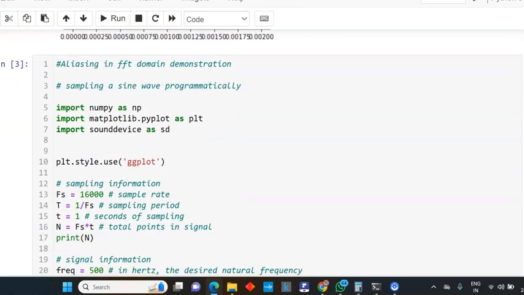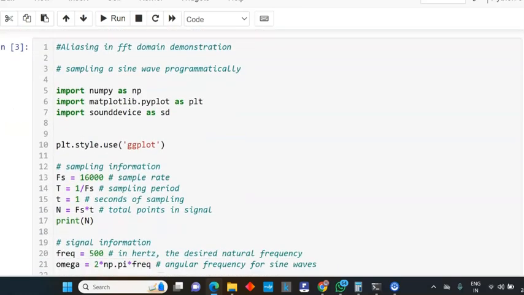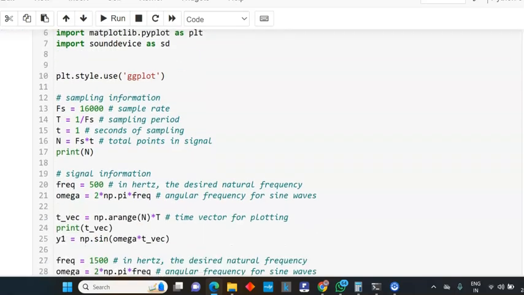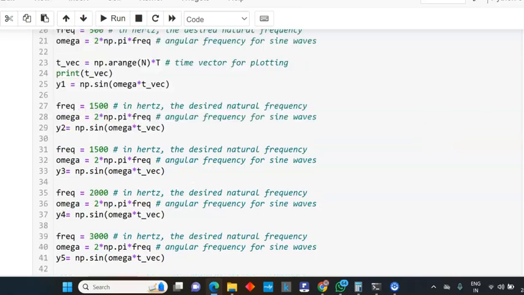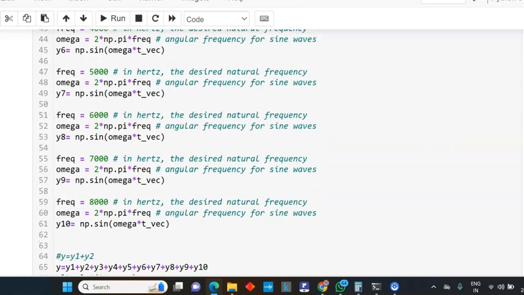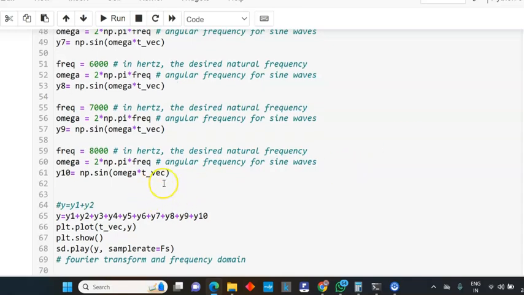Okay, fine. Next, we are going to prove this in the frequency domain. In converting the time domain to the frequency domain, we do the FFT, fast Fourier transform, right? Here, instead of only one signal generated above, we are generating 500 hertz, 1500 hertz, one more 1500, 2000, 3000, 4000, 5000, 6000, 7000, 8000. So totally 10 signals, but 1500 hertz is repeated twice, so 9 distinct signals. The highest frequency is 8000.